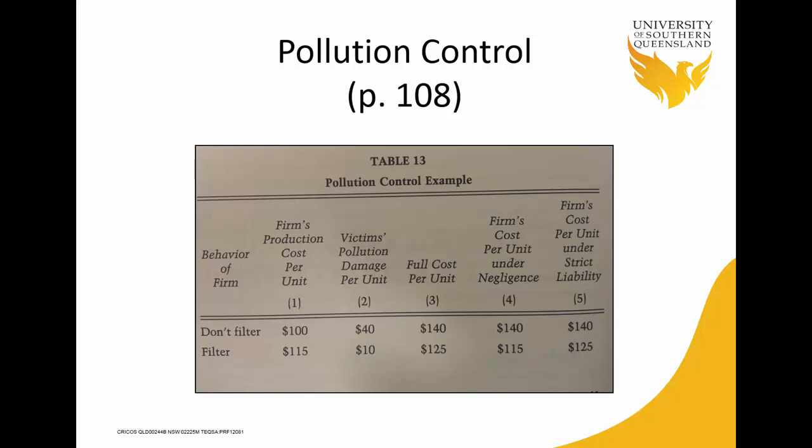Now you can see here that the cost to these firms under negligence, if they filter, is not the same as the full cost per unit, because they're not responsible for the $10 in damages that accrue to the victims. You can see that there's a difference between 125 and 115, which means that the efficiency in that sense will not be achieved.